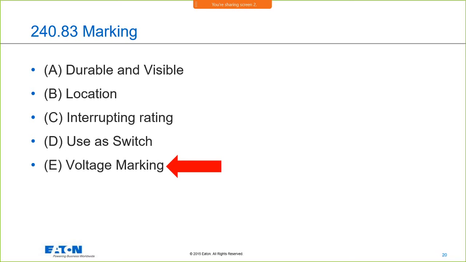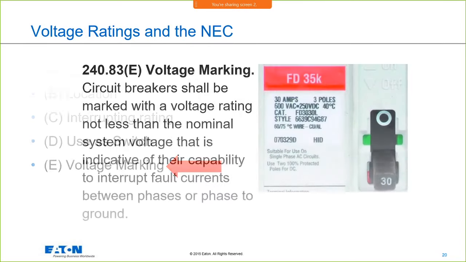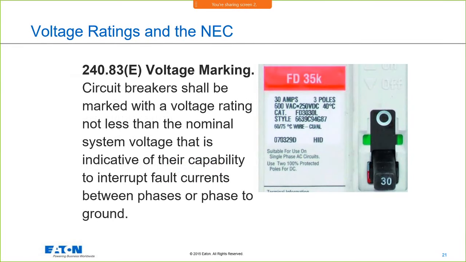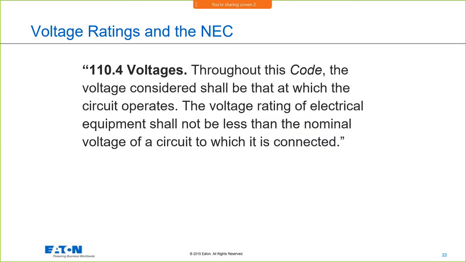Voltage marking. So in 240.83, it tells us that we need to mark the voltage, and it says it has to be marked with a voltage rating not less than the nominal system voltage. And we already said, read what the nominal system voltage is: the voltage between any two conductors. That's indicative of their capability to interrupt fault currents going 100 miles an hour.